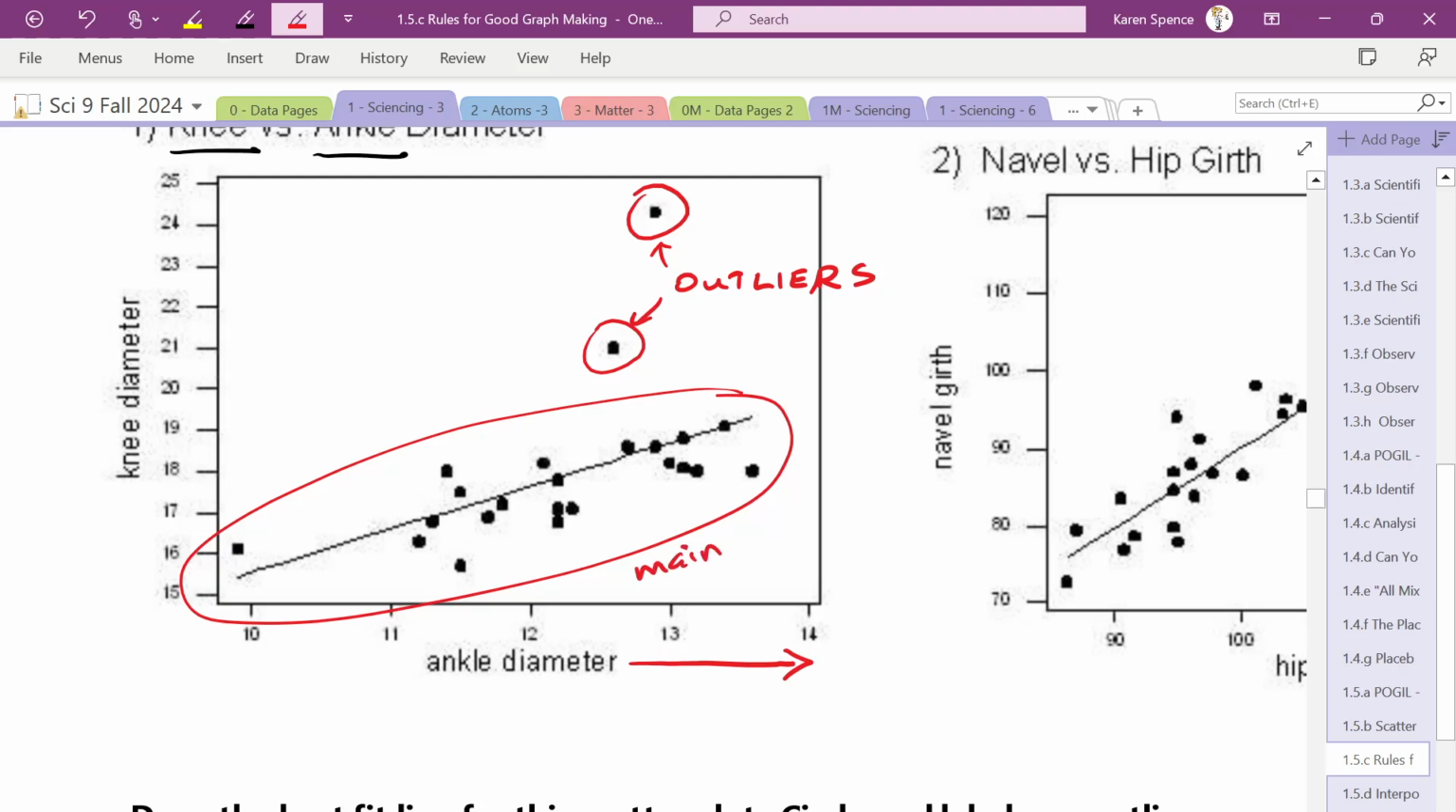Main data. These guys lie outside the main data.